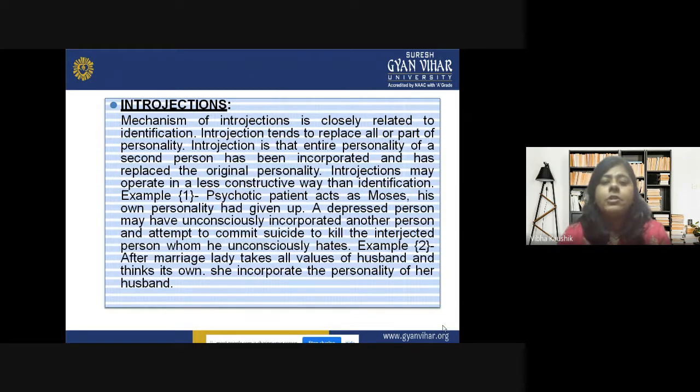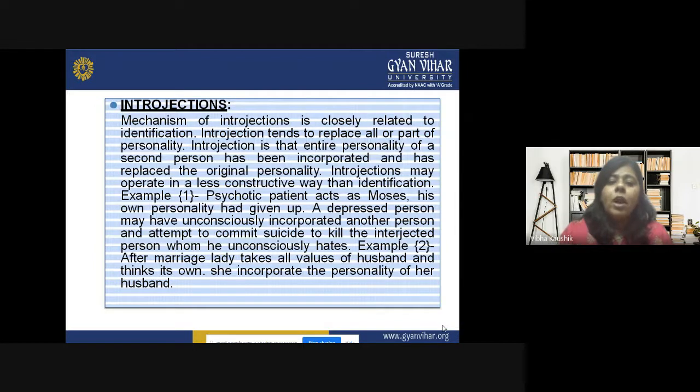The next is introjection. The mechanism of introjection is closely related to identification. Introjection tends to replace all or part of the personality. Means that defense mechanism is tending to replace all or part of a personality. In introjection, the entire personality of a second person has been incorporated and has replaced the original personality.